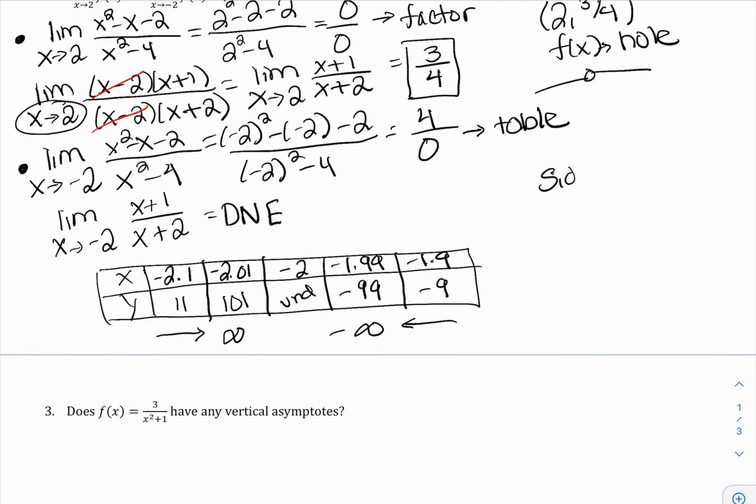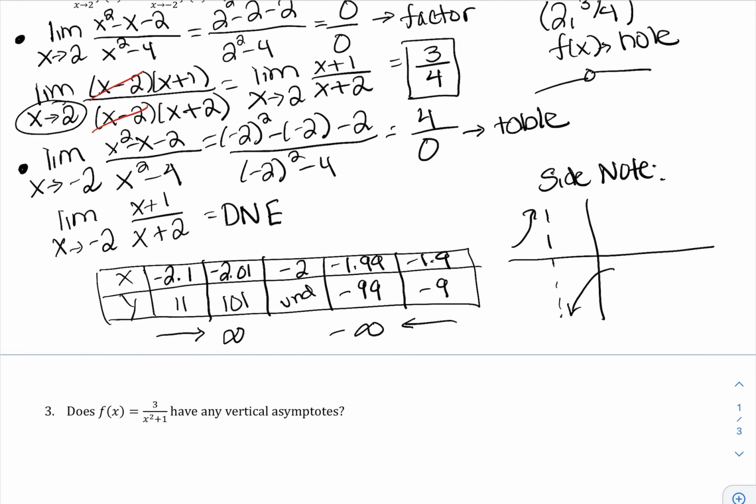Side note, graphically, what's happening here is that at x equals -2, from the left, it's going up, and from the right, it's going down. Now, this is a very rough sketch, but this is what's happening here. And again, because the limit from the left doesn't equal the limit from the right, the limit does not exist.